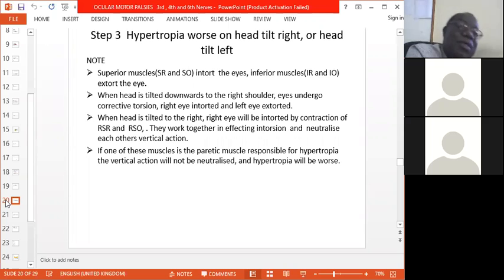When the head is tilted downwards to the right shoulder, eyes undergo corrective torsion, right eye intorted, left eye extorted. When the head is tilted to the right, the right eye will be intorted by contraction of the right superior rectus and right superior oblique. They work together in effecting intorsion and neutralize each other's vertical action. If one of these muscles is the paretic muscle responsible for hypertropia, the vertical action will not be neutralized and hypertropia will be worse.